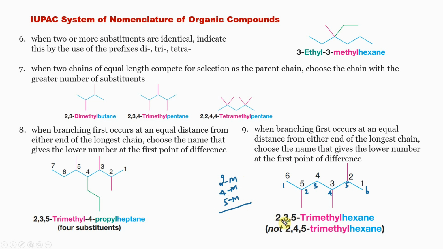I would go with the lowest numbering possible. Why should I go to 2 plus 4 plus 5 when I can go to 2 plus 3 plus 5? Okay. These are logic based. Try to give simpler numbering than complex numbering.